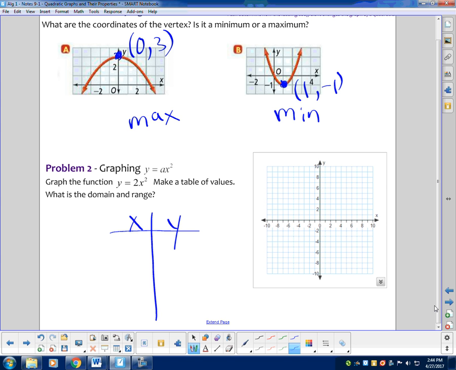Yep. So here's what I'm asking you to do on today's. I have 2 of them for you to graph. So today, I'm not going to teach you any shortcuts. I just want you to plug in the following 5 numbers: -2, -1, 0, 1, and 2. Think you can remember that? If not, look back at your notes.